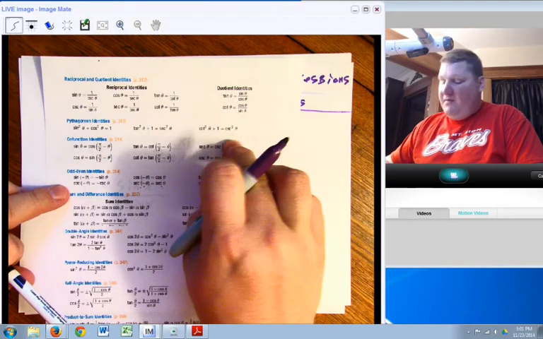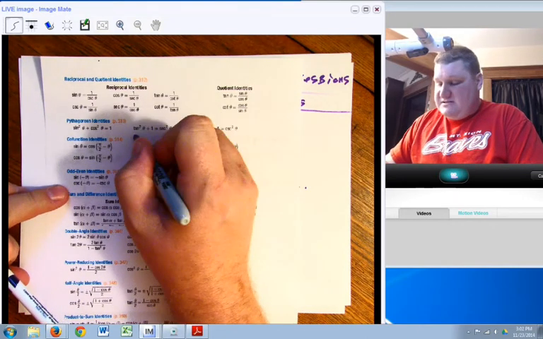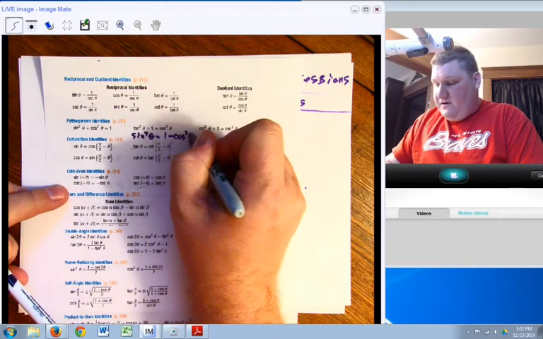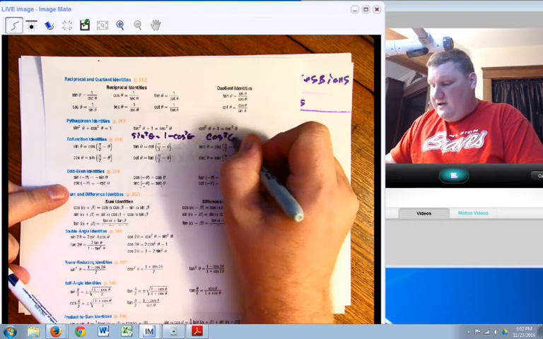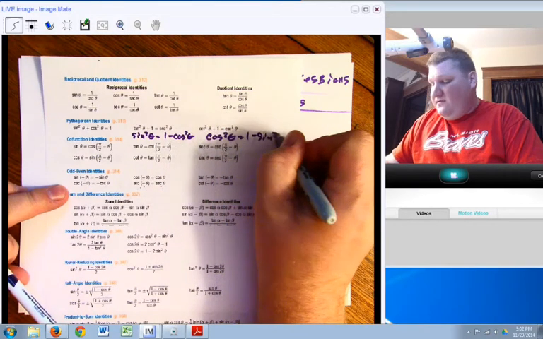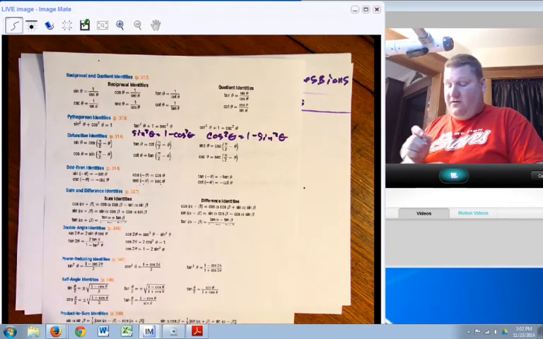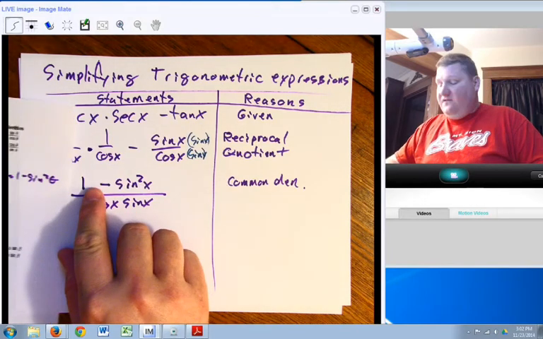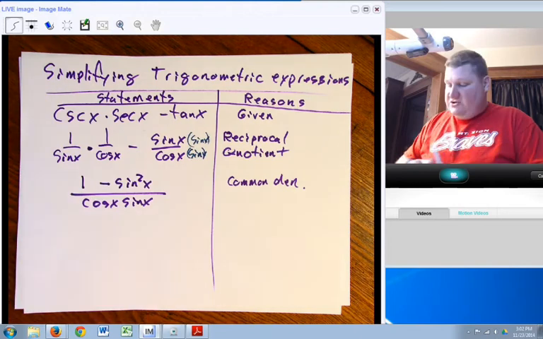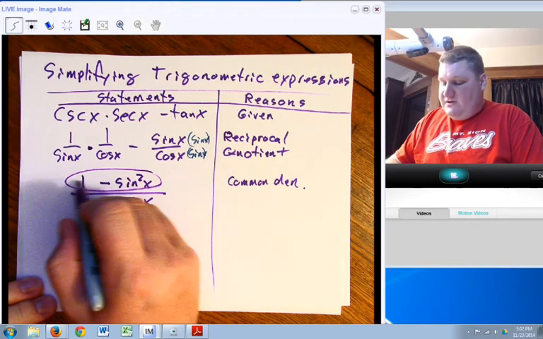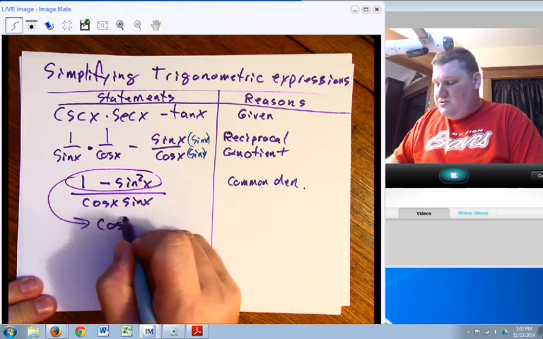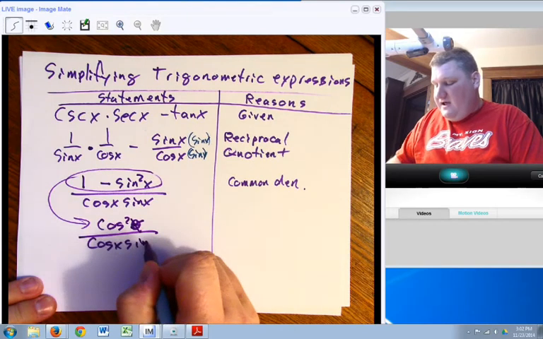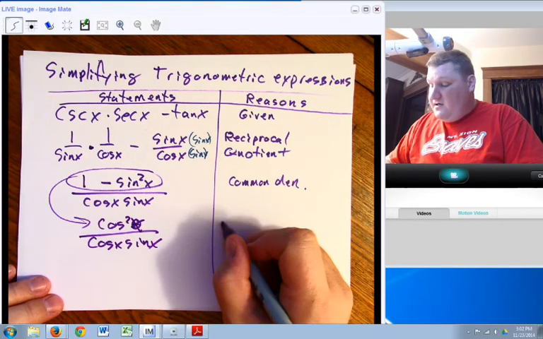Now, I look at this and I say, wait a minute, I don't see that property here, but Mr. Moore told me that I needed to add two properties to this sheet. Sine squared theta equals 1 minus cosine squared theta, and cosine squared theta equals 1 minus sine squared theta. I warned you in the previous video that this was the property that you would see over and over again, and I have a 1 minus sine squared, so that equals cosine squared. So I can replace this whole deal, substitute cosine squared theta or x, whichever the case may be, over cosine x sine x, and my reason would be Pythagorean property.